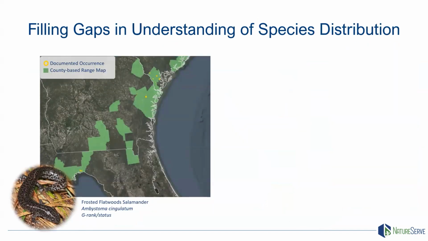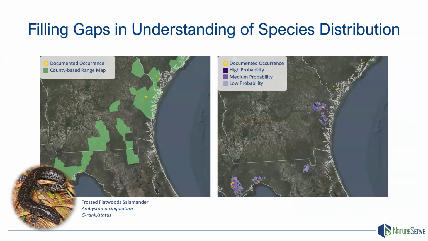One of the real strengths of habitat models is that they can complement documented occurrence data. The map at left shows the county range map in green and documented occurrences for the frosted flatwood salamander in yellow. With this information alone, it's hard to know, are the places with documented occurrences places where the species doesn't occur, or just places where nobody's looked? Our habitat models fill in those gaps in understanding. Places shown in purple are those likely to support the species, as we've said, while places without color are places where the salamander would be pretty unlikely to thrive.